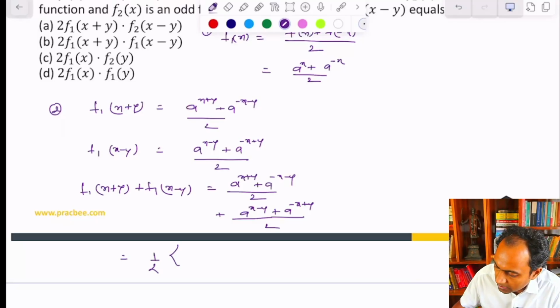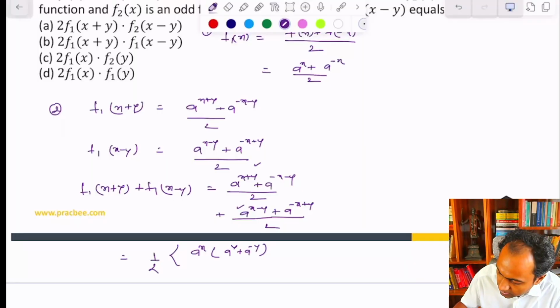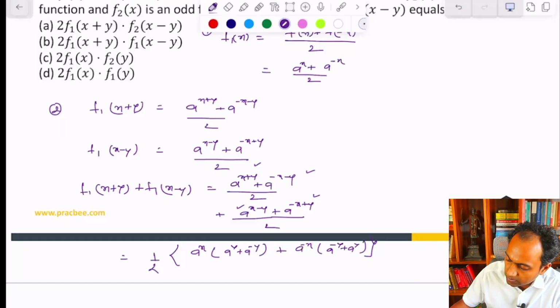Then if I do that, from the first two parts, that is this part and this part, you can see a raised to the power x can be taken common. So what is remaining is a raised to the power y plus a raised to the power minus y. And from the remaining two, you can see that a raised to the power minus x can be taken common. Becomes a raised to the power minus y plus a raised to the power y.